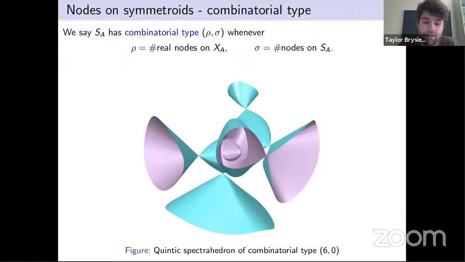And this example is a quintic spectrahedron of combinatorial type 6, 0. There are 6 real singular points. You should be able to see 5 of them in this picture. I could not get a viewing angle where you could see all 6. So let's see, 1, 2, 3, 4, 5, and none of them are on the spectrahedron. The spectrahedron is completely smooth. Okay, so that's combinatorial type, and this is the main thing we're after. We want to understand the combinatorial types of spectrahedra.